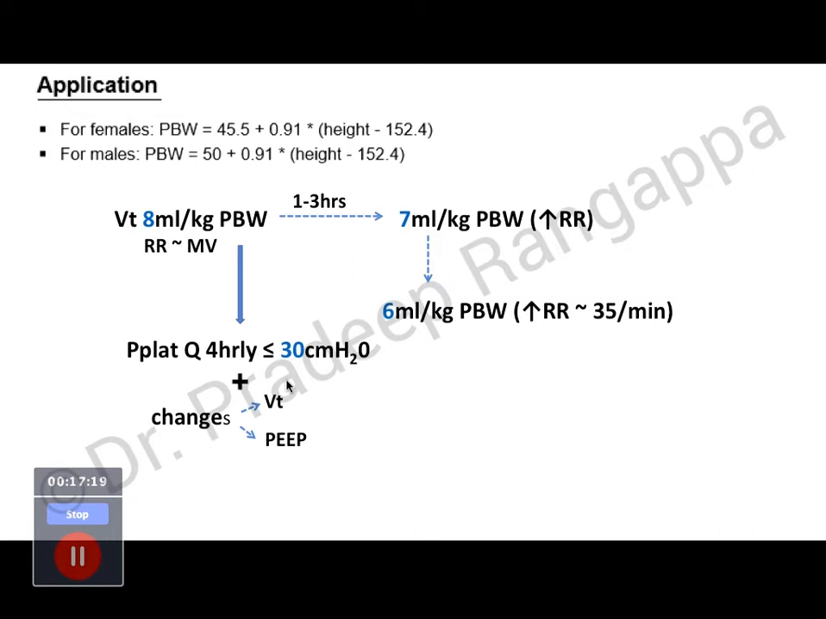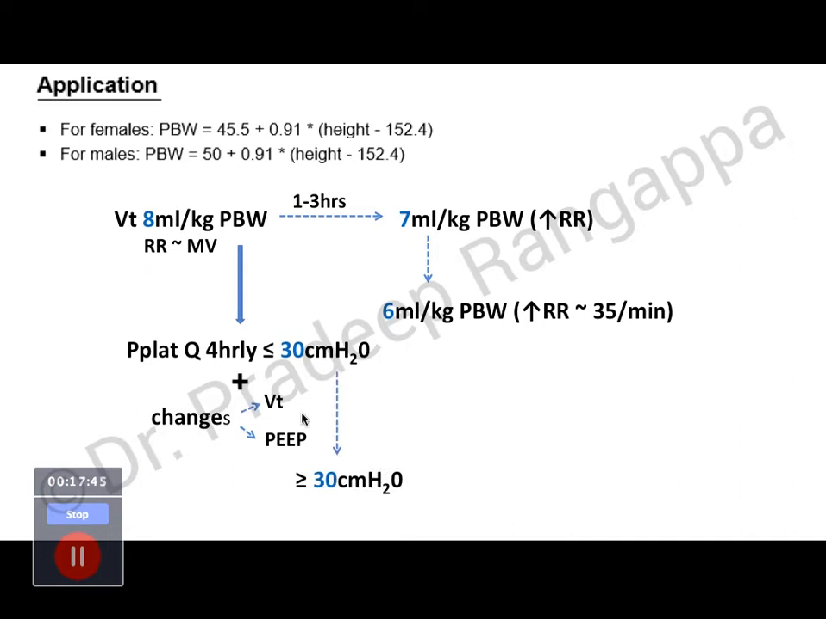And this gets a level 1A recommendation. So if someone is not doing this for ARDS, we are really causing harm to the patient. Plateau pressure has to be kept less than 30 centimeters of water. And to achieve that, you have to constantly keep lowering the tidal volume, even up to 4 ml per kg if need be. At the same time, it's not only the tidal volume, you have to start optimizing the PEEP, which we'll talk about.